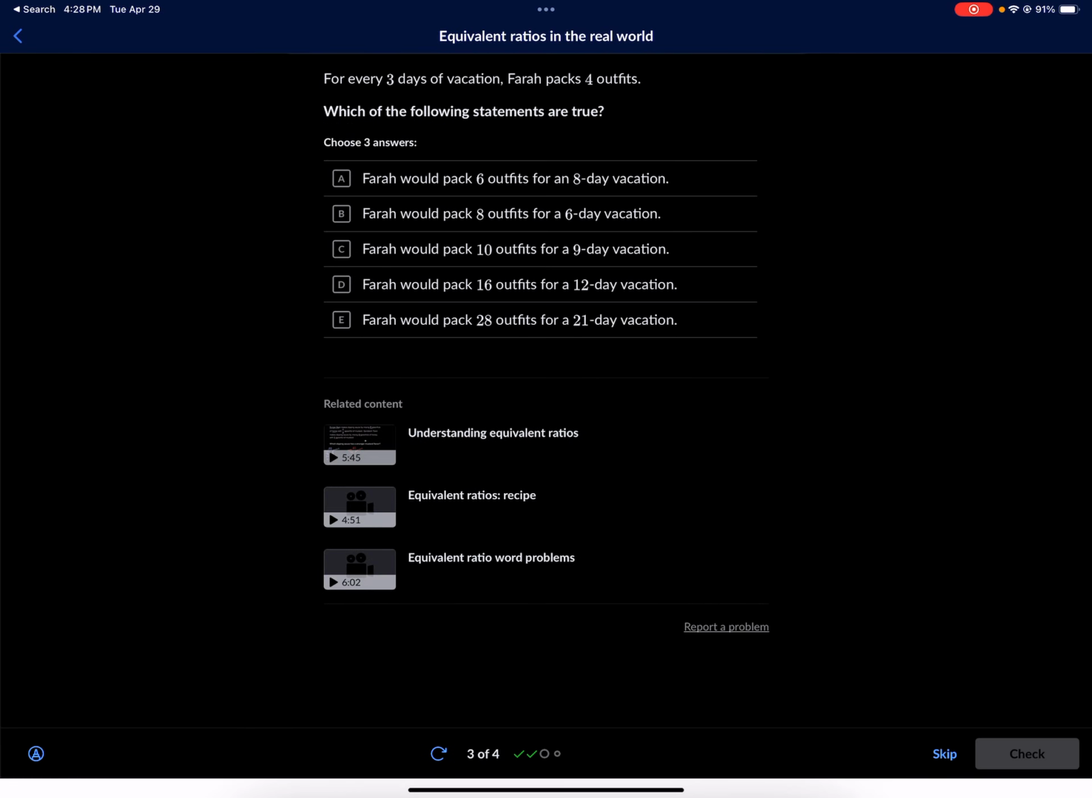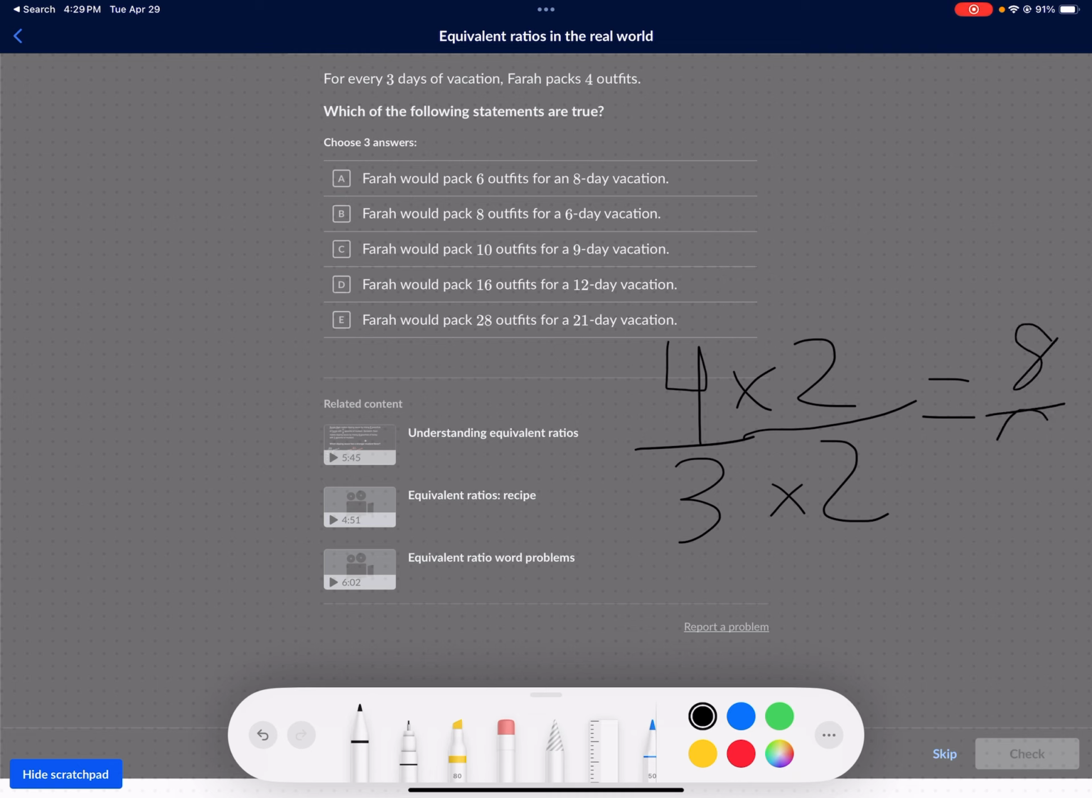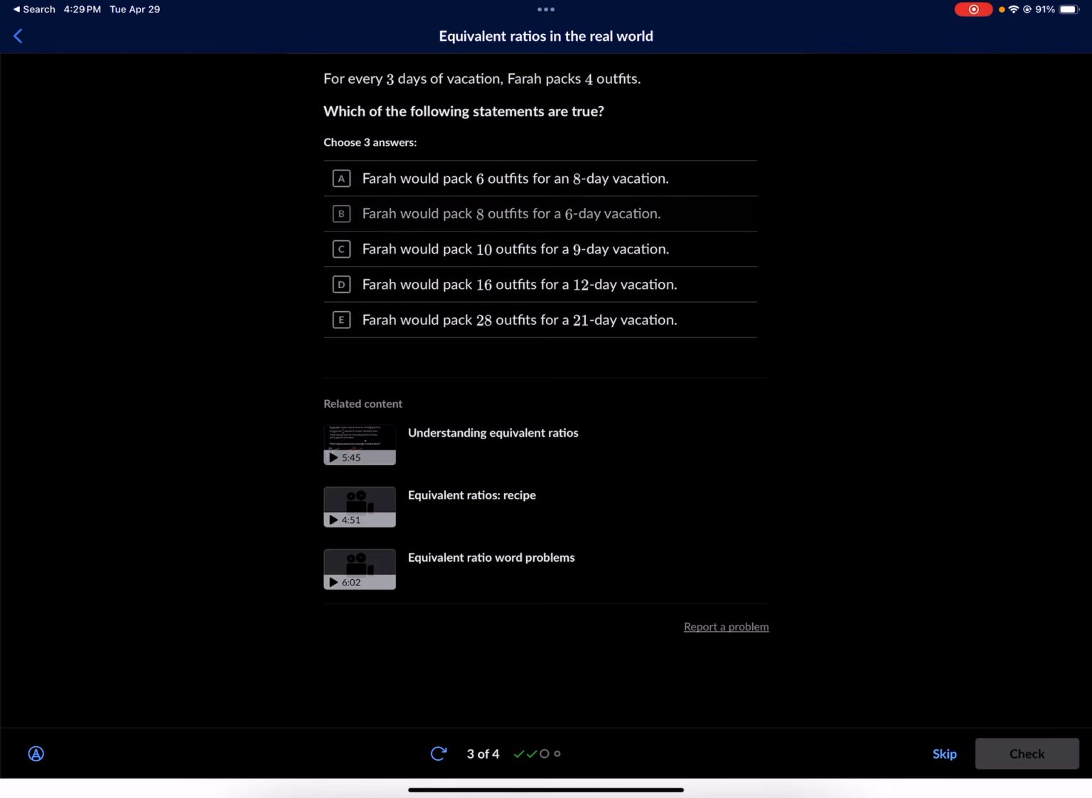Okay. For every 3 days of vacation, Farah packs 4 outfits. Which of the following statements are true? Okay. So we have... Ooh, it's opposite here. We have outfits to vacation. So we have 4 outfits for 3. So, let's pick our options here. Multiply by 2. What will this give me? 8 over 6. So, hey, what do you know? That's choice B. And since we already passed it, A won't be right. So, B is correct, and A is wrong.